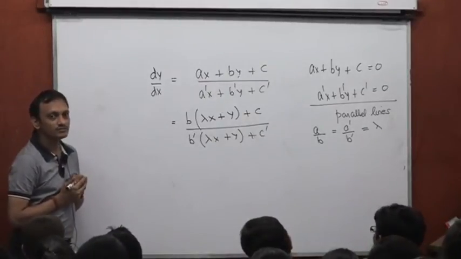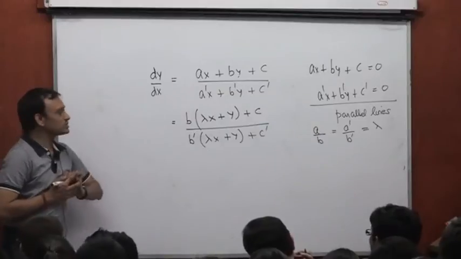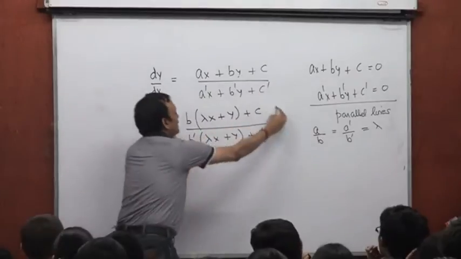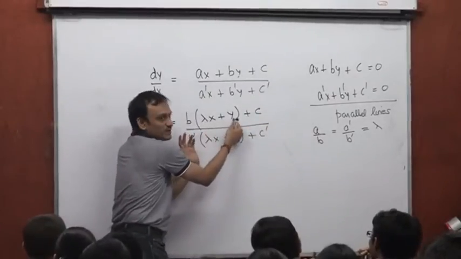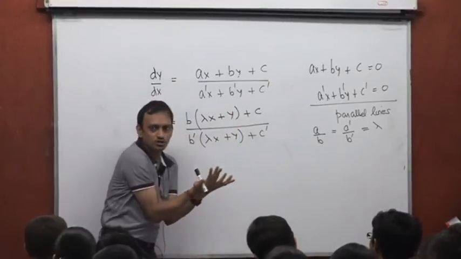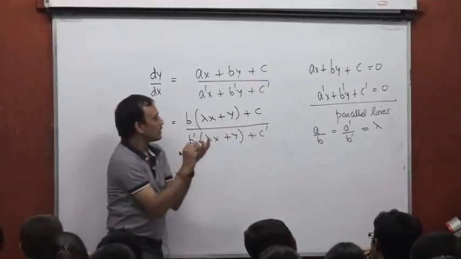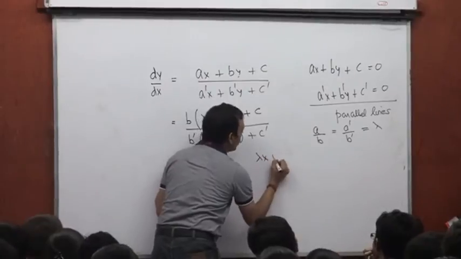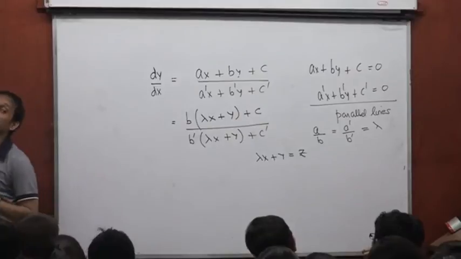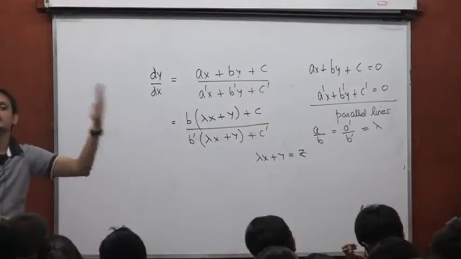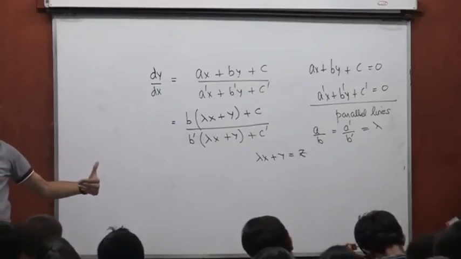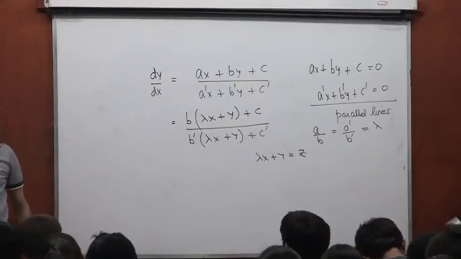Does it ring a bell? This is f of ax + by, isn't it? Right inside is a function of ax + by. a is lambda and b is 1. So what substitution is warranted here? Lambda x plus y equal to some z. This will work. The variables will then get separated. You can solve for z in terms of x like I discussed earlier. This is what you got to be doing.